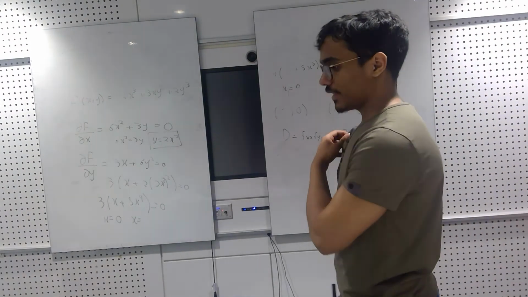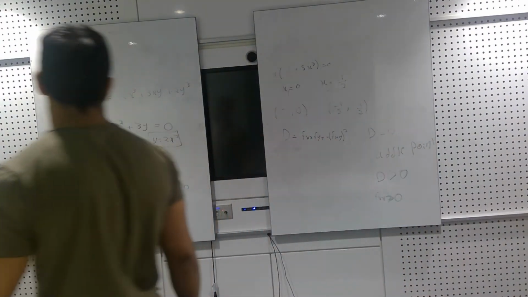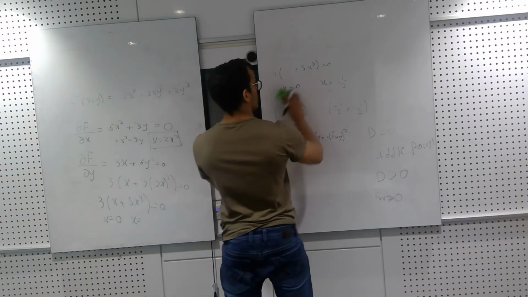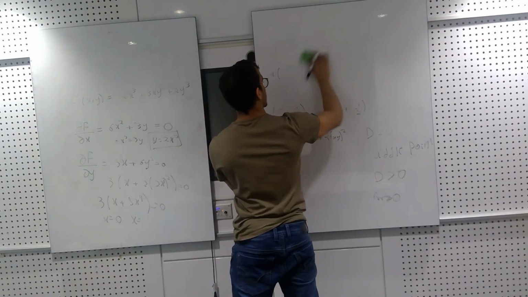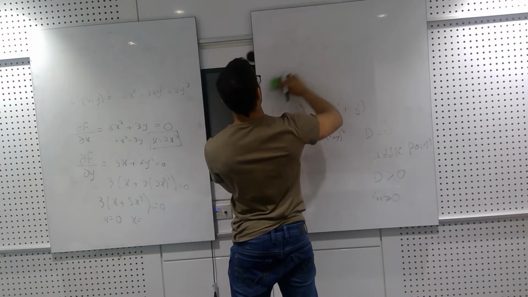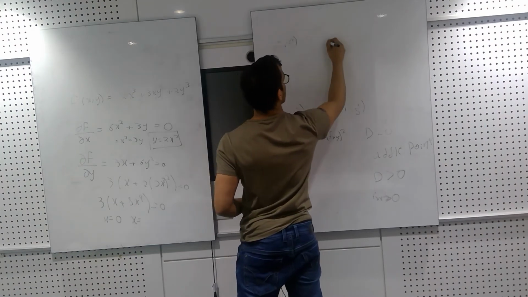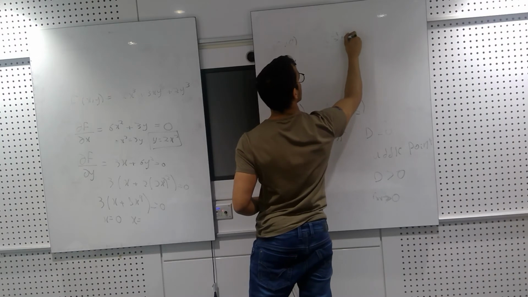So we see that for those, let's just fill in the points. Let's delete those and just keep the points. So the points of interest are (0, 0) and (-1/2, 1/2).